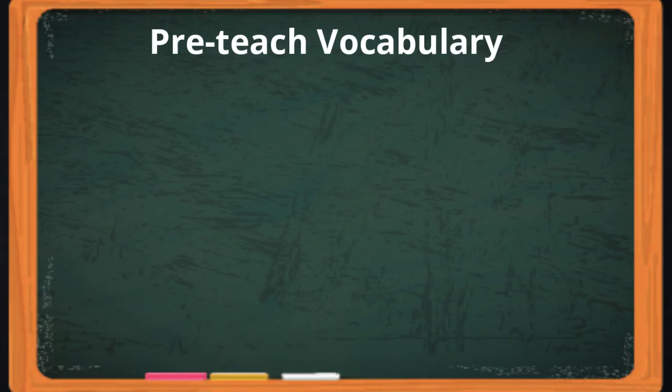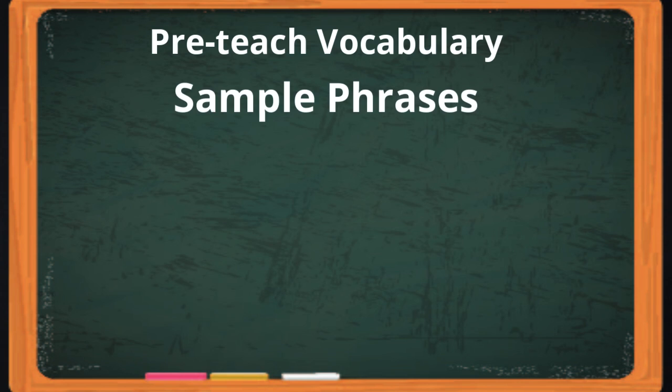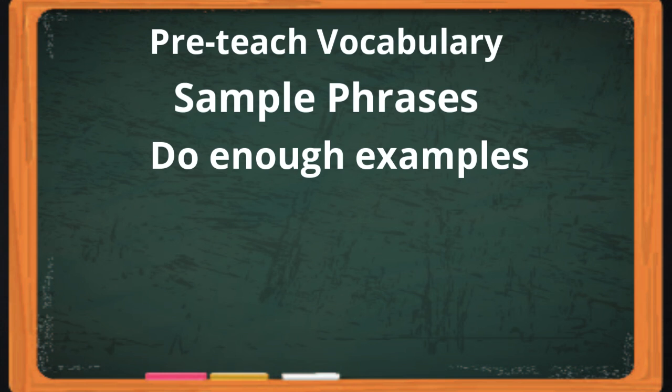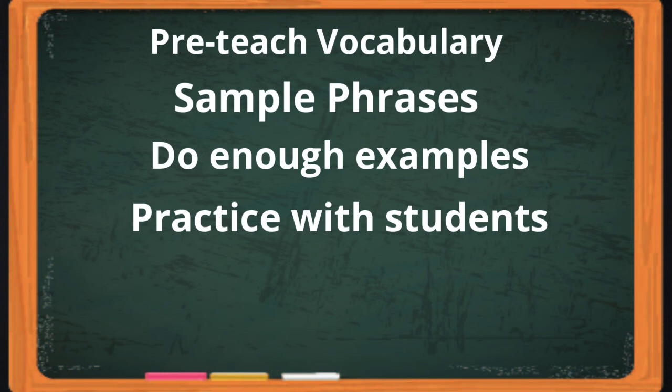How can you prepare everyone in class for success? To do that, you need to simplify and give them the tools necessary to achieve the desired outcome. How do you do that? Pre-teach vocabulary. Give them sample phrases they can fall back on. Do many examples in class. Before group or pair activities, practice with some students for everyone to see what is expected.